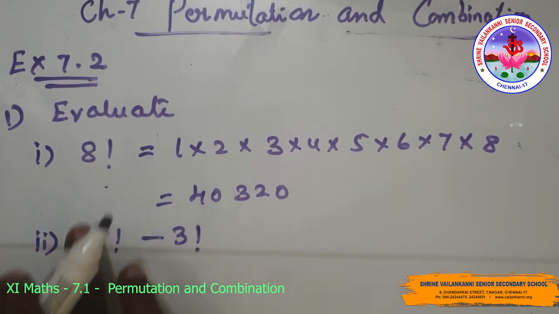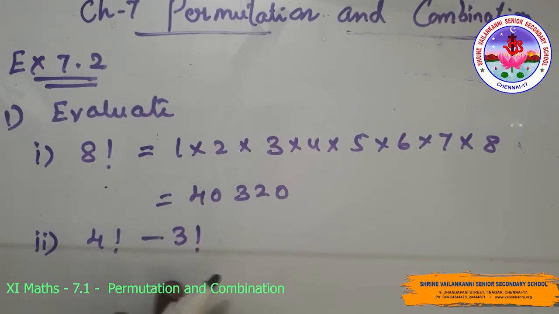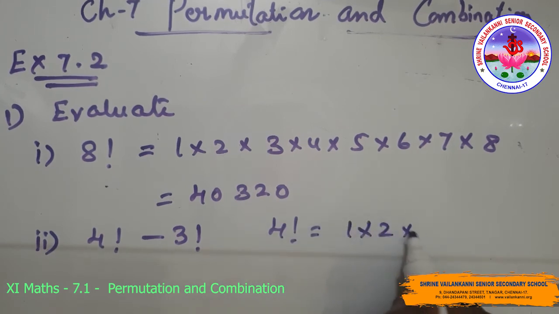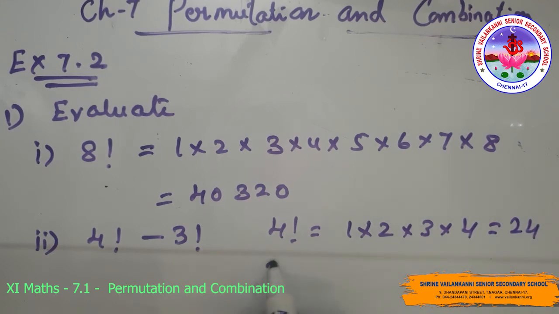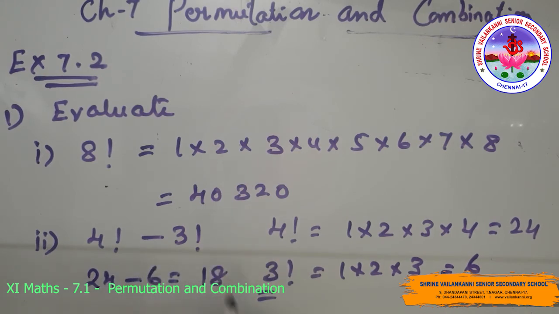And the second one is we have to find 4 factorial minus 3 factorial. We have to find the value of 4 factorial and 3 factorial, and then subtract those numbers. So 4 factorial is 1 into 2 into 3 into 4, which is 24, and 3 factorial is 1 into 2 into 3. Till 3 we have to stop, so which is 6. So 4 factorial is 24, 3 factorial is 6. So 24 minus 6, which is 18.